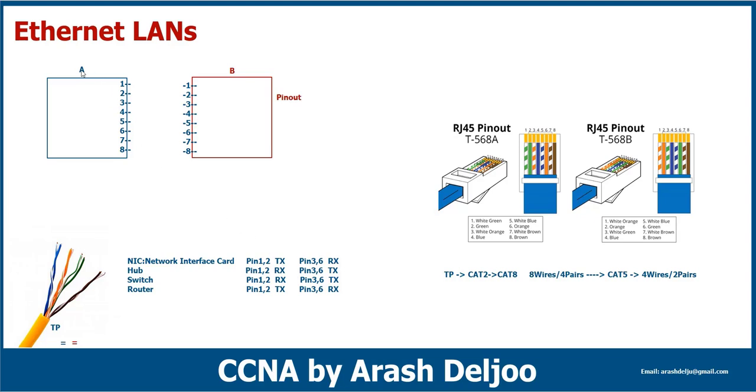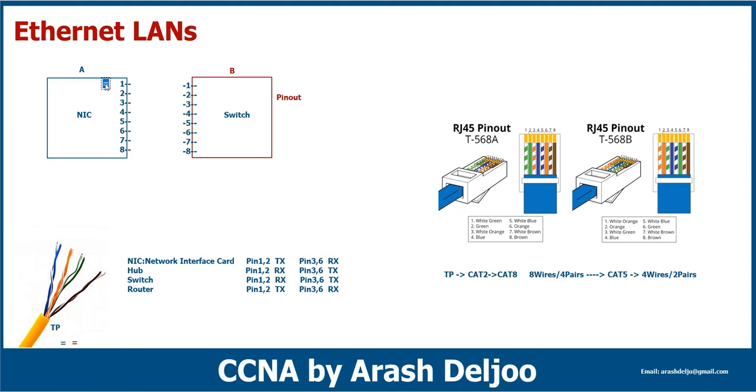Assume that this is a network interface card. This means that we are using pin 1 and pin 2 for send, and pin 3 and pin 6 for receive. And also here we have one switch, as you learned before. How can we connect this switch to this network interface card? Let me write the pinout here first. It's important to understand everything correctly.